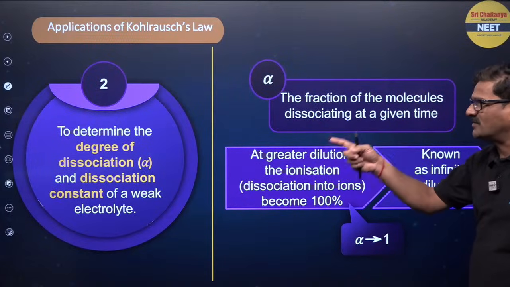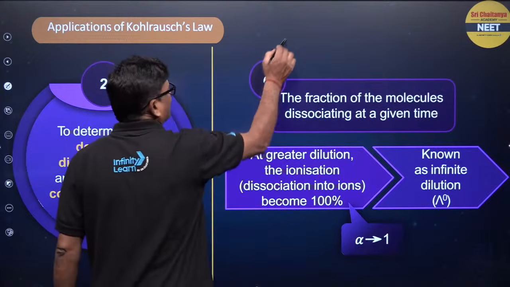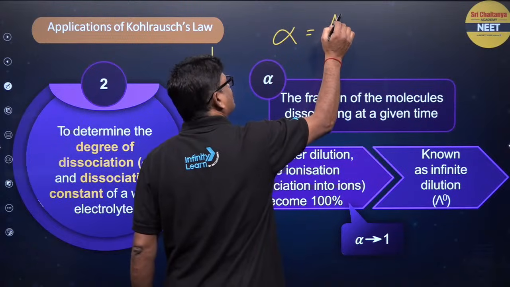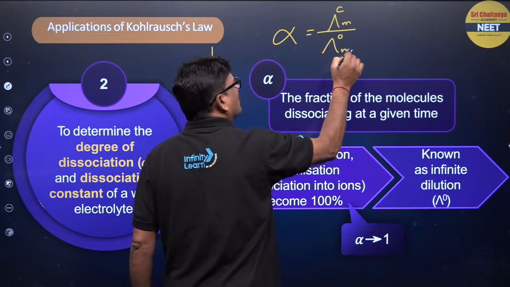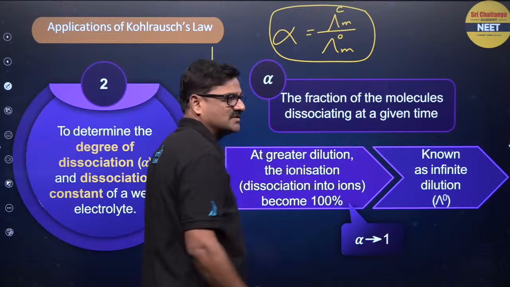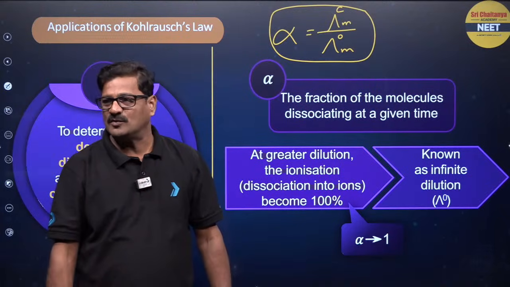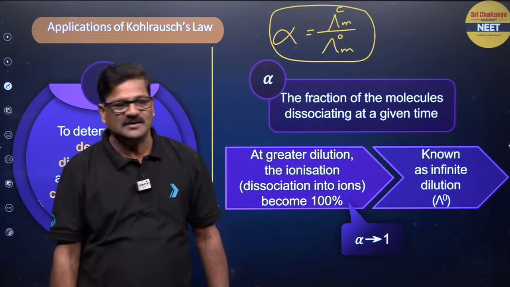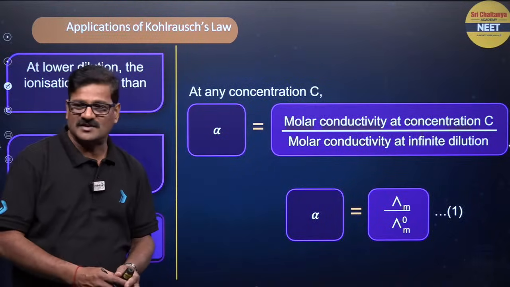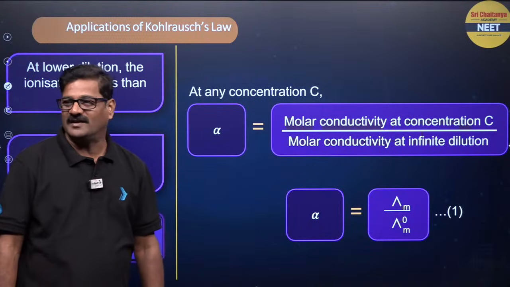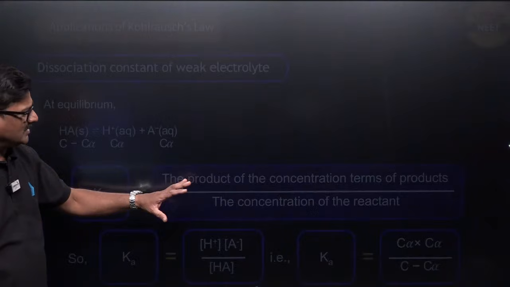It is also used to determine the degree of ionization. The degree of ionization can be calculated as molar conductivity at a given concentration C upon limiting molar conductivity. C stands for molar conductivity at a given concentration, and 0 means infinite dilution molar conductivity. Okay? Directly you can use this. That is given as molar conductivity at a given concentration C and molar conductivity at infinite dilution. Got it? Clear? And also you have equivalent conductivity, you can use this.